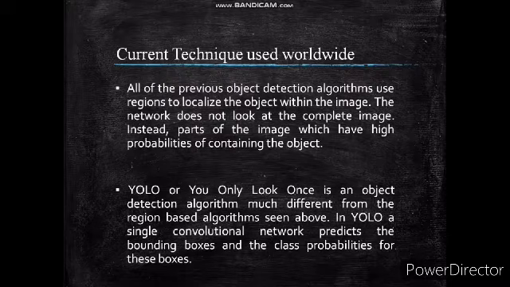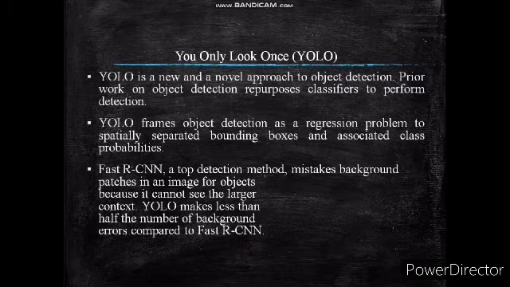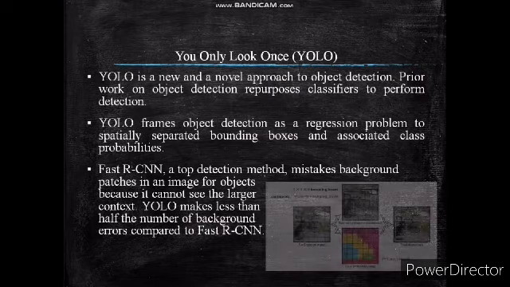YOLO, or You Only Look Once, is an object detection algorithm much different from the region-based algorithms seen above. In YOLO, a single convolutional network predicts the bounding boxes and the class probabilities of these boxes. YOLO is a new and novel approach to object detection. YOLO frames object detection as a regression problem to spatially separated bounding boxes and associated class probabilities.